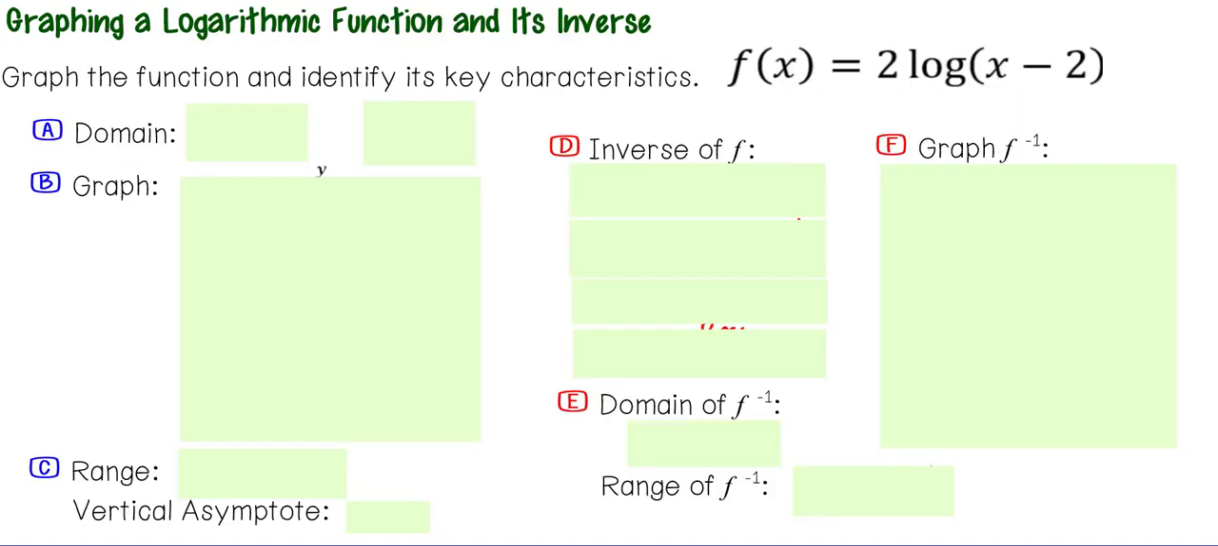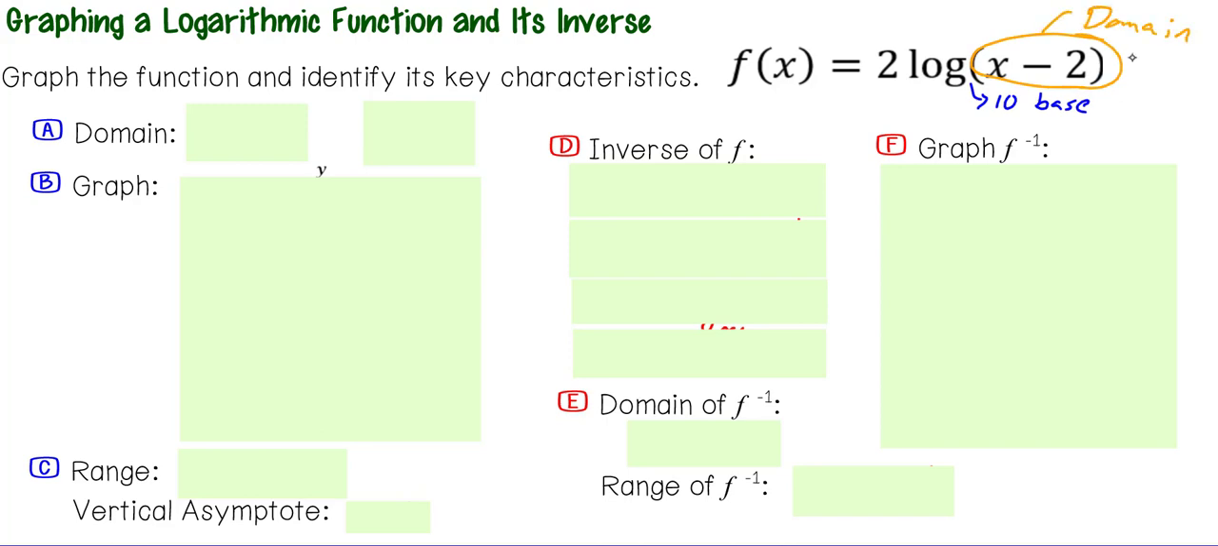So, graphing a logarithmic function and its inverse. We want to graph the function and identify its key characteristics: f of x equals 2 times log of (x minus 2). And remember, if there is no number here, that means it is a base of 10. That is an assumption that we always have. First of all, when we're looking for the domain, we want to look at the x minus 2 to help us figure out the domain.